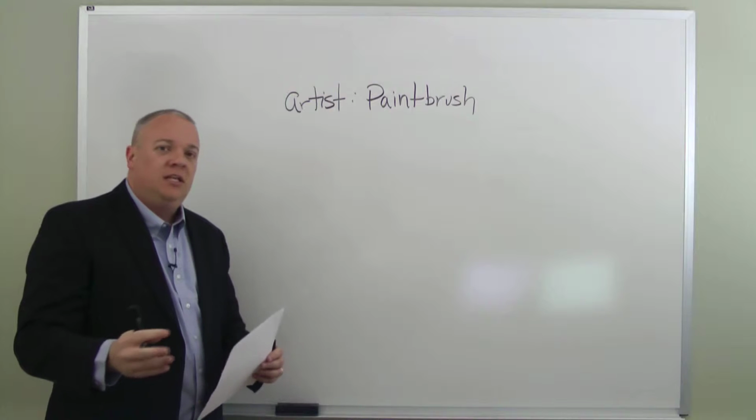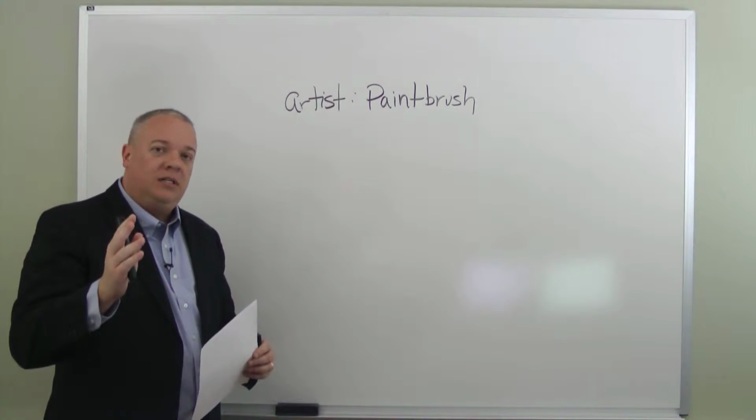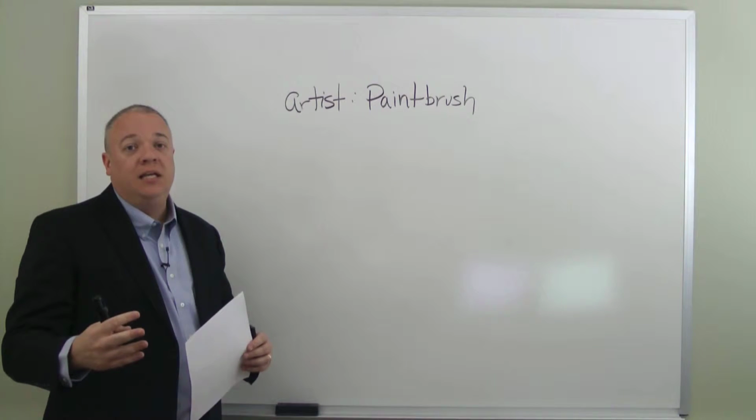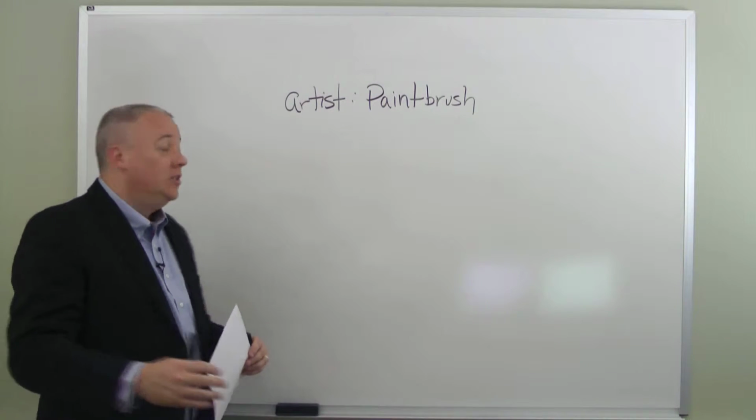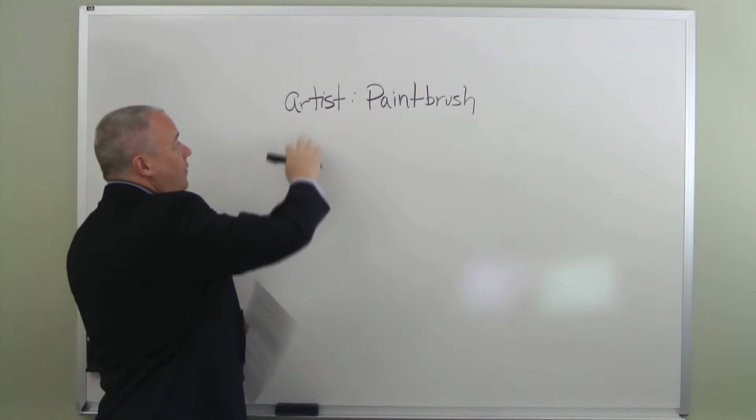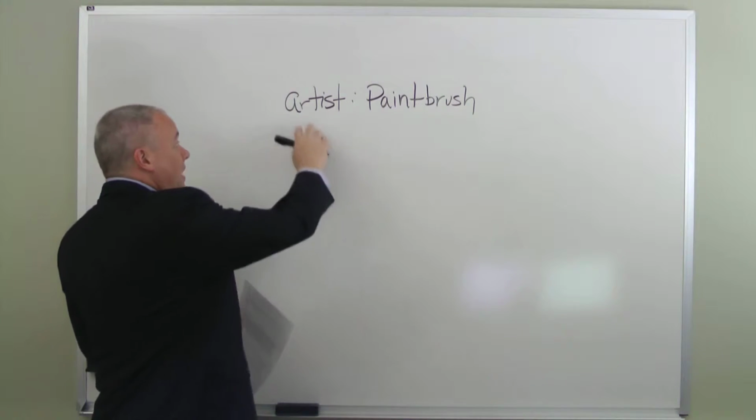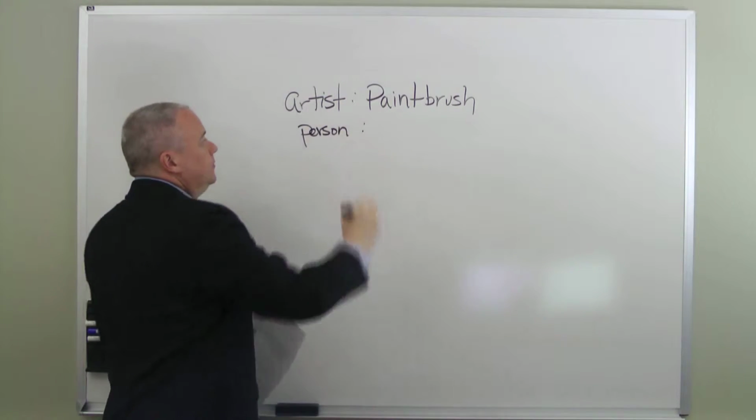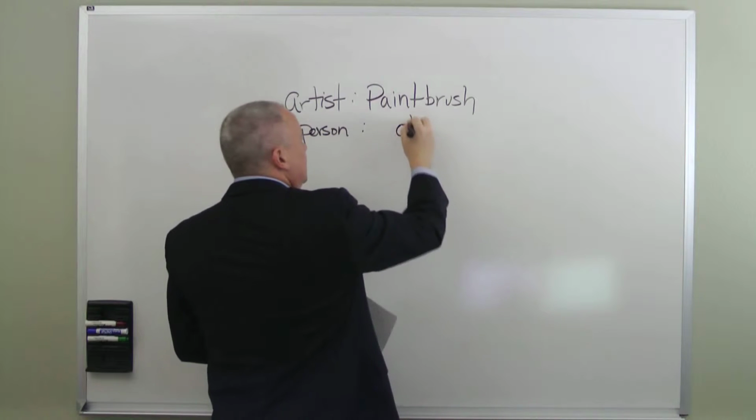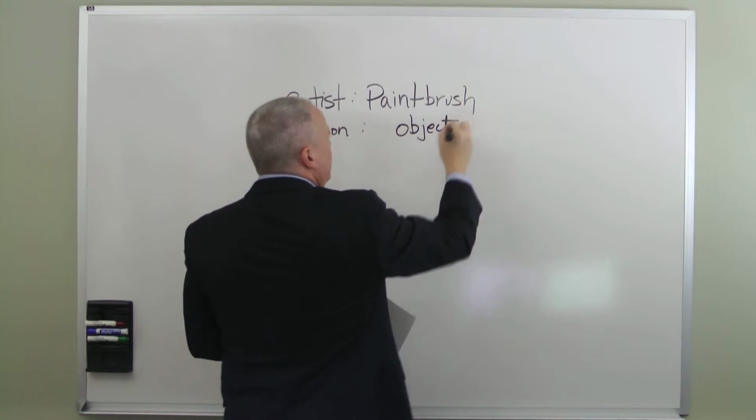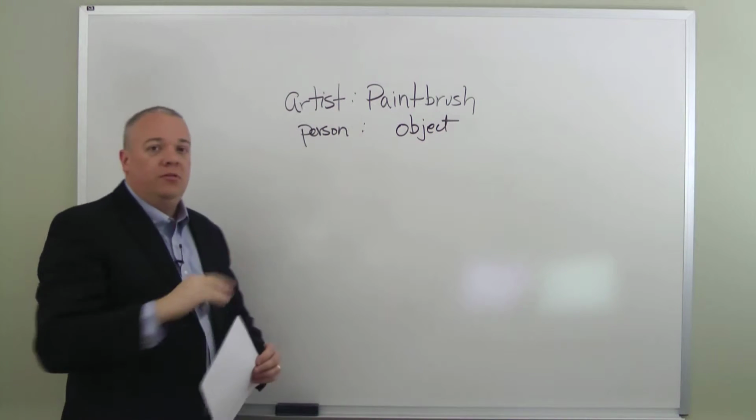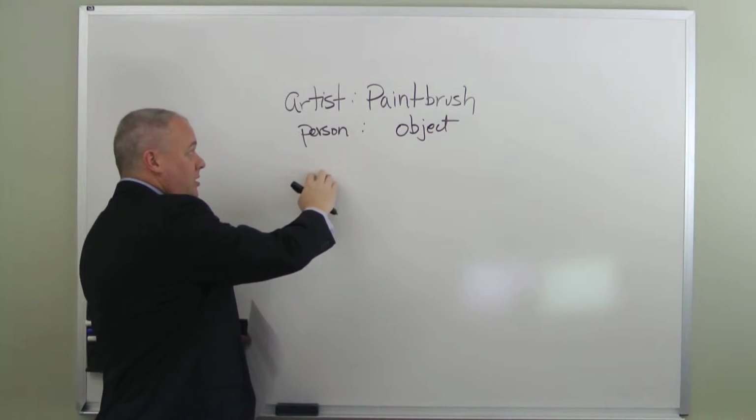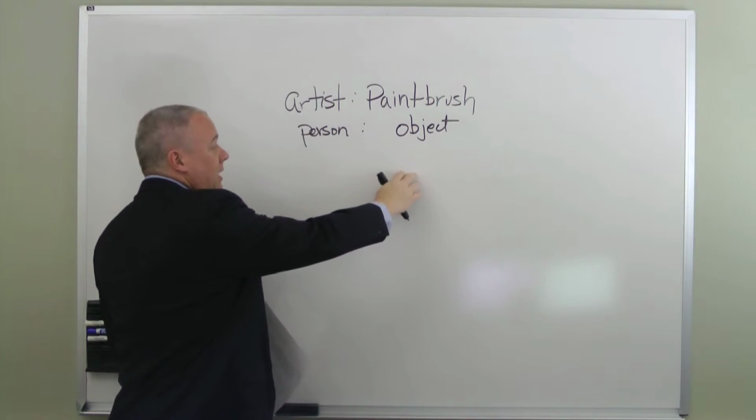And when you get to those sorts of things, they seem fairly straightforward, but I want to give you a tip that will help you get it right more often than not and make a better educated guess if you're uncertain of the answer. So you begin with the first word and you figure out what type of word it is. An artist is a person. Paintbrush is an object. So as you're going through the answers, you're looking for a pair of words where the first one is a person and the second one is an object.